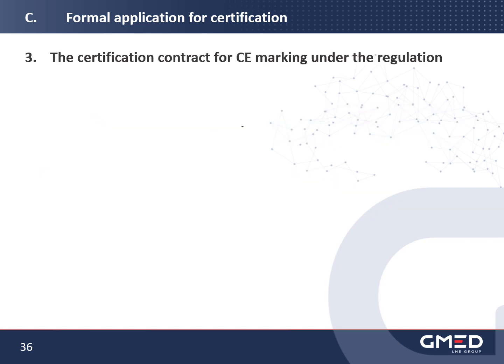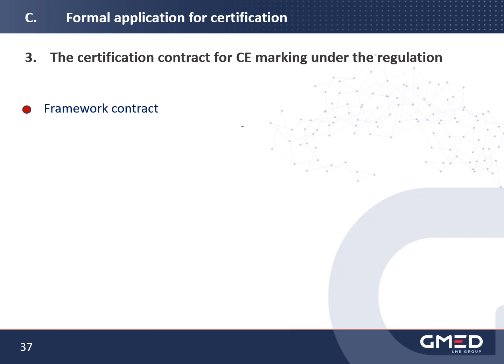The third component of the formal certification application file is the certification contract for CE marking under the regulation. This certification contract is a so-called framework contract, i.e. it sets out the general conditions of the contractual relationship between the manufacturer and GMED with a view to obtaining CE marking for the manufacturer.